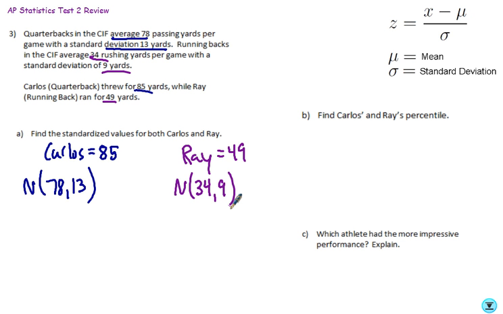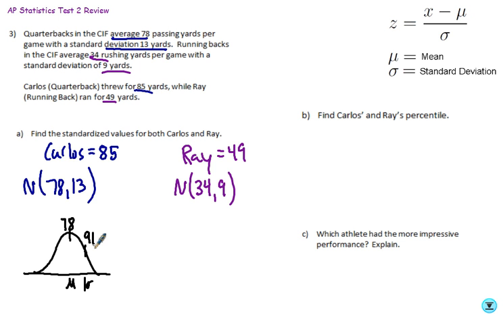What I want to compare is how each person did as compared to their average. So before taking the z-score, let's draw a quick curve to get a visual of what's happening. The average is 78, and we're just going to sketch this out real quick, it doesn't have to be perfect. The standard deviation is 13. Here's our average, and here's one standard deviation to the right. If I add 13 yards to 78, that puts me at 91.